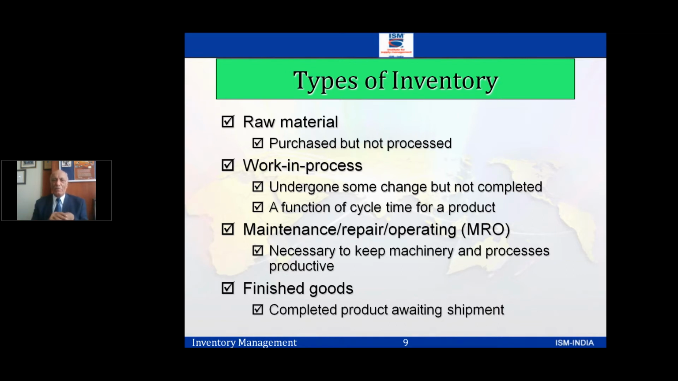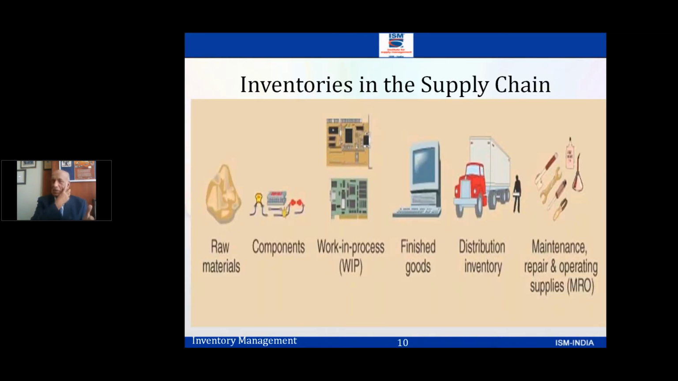In this chain, you can see very clearly the raw material is there, the components are being formed, the work in progress, then finished goods, the computer is ready, the desktop is ready, going to transportation, and finally there are MRO items. It could be a spanner, a hammer, whatever you may call it. They're also used to maintain the flow.